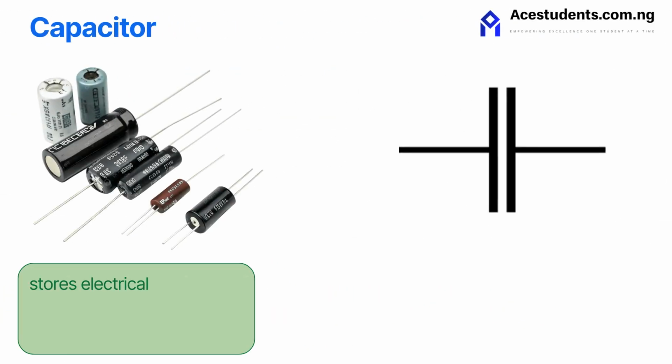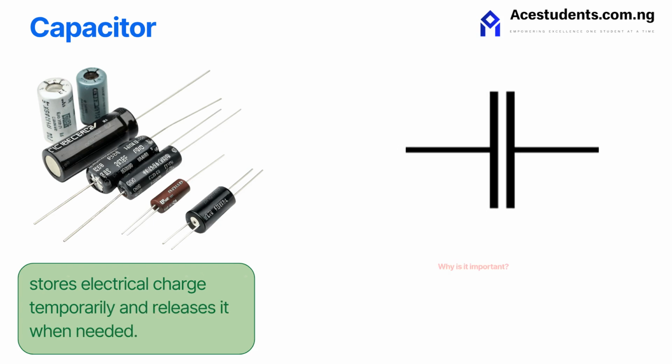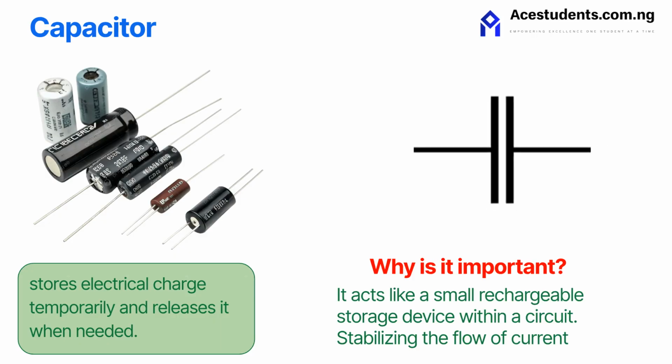A capacitor stores electrical charge temporarily and releases it when needed. It acts like a small rechargeable storage device, stabilizing the flow of current.